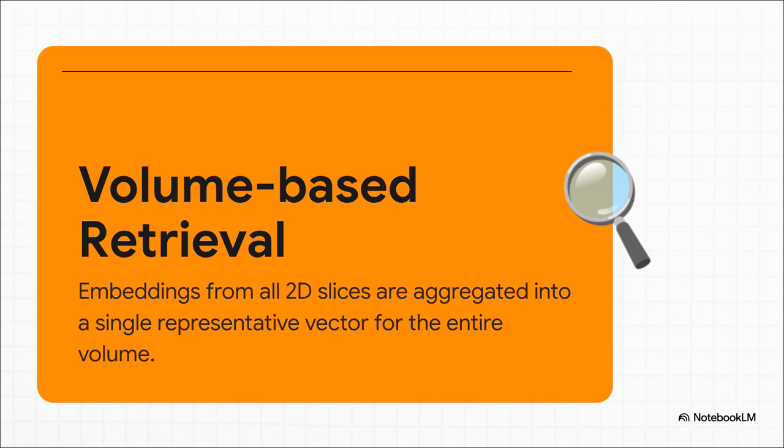The next contender uses a completely different strategy, volume-based retrieval. Instead of looking at individual slices, this method takes all the information from all the slices and squishes it down into a single unique fingerprint that represents the entire 3D organ. Then it just compares those fingerprints to find a match.